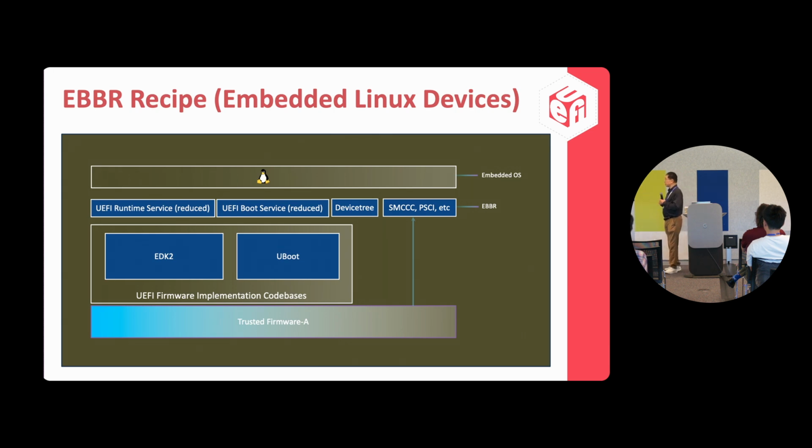In terms of the code base, again, for EBBR, we don't care. You can use EDK2. Some people are using that, just because inside of a company, you can commonize the code base across all the products, right? But I think traditionally, a lot of people are still using U-boot. But we have a lot of people putting effort into making sure the UEFI services are supported on top of U-boot.